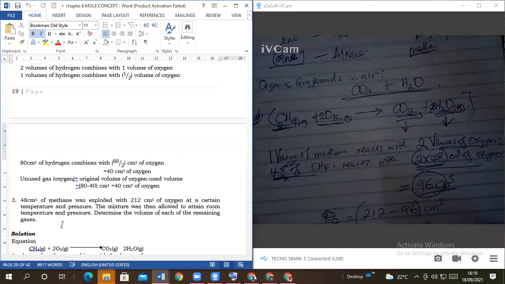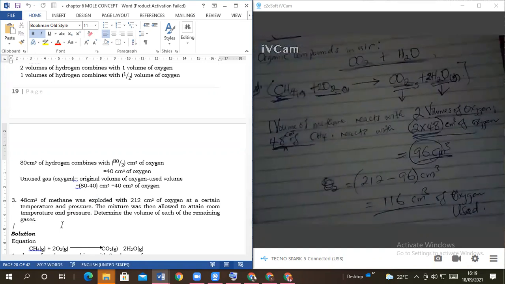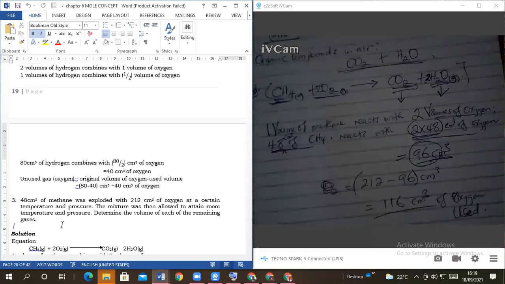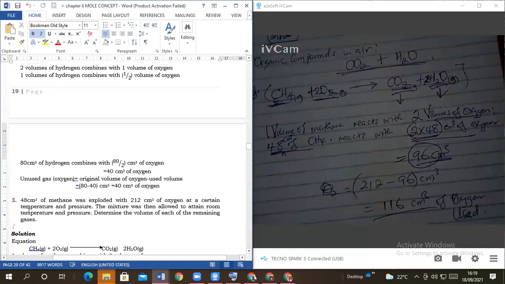Teacher, where does the 48 on the oxygen come from? I thought the 48 cubic centimeters was for the methane. Now where did the 48 of the volume of oxygen come from? Where you multiplied 2 times 48? I didn't understand there.